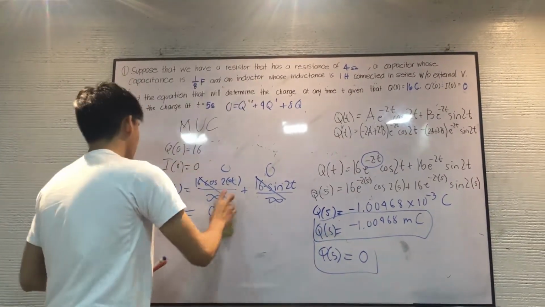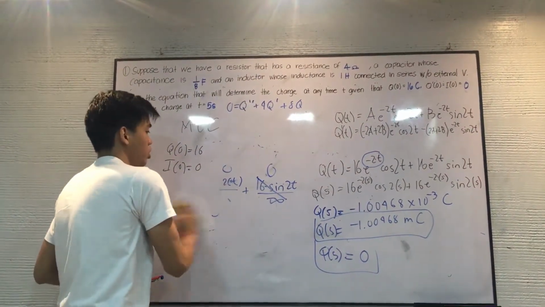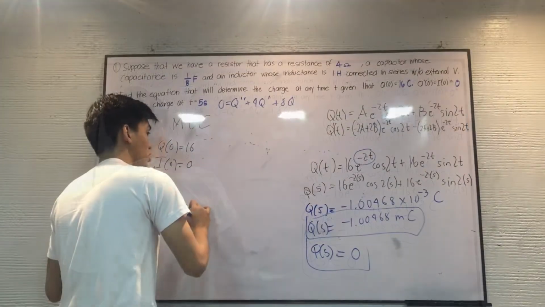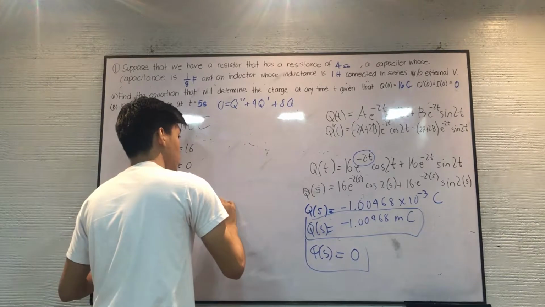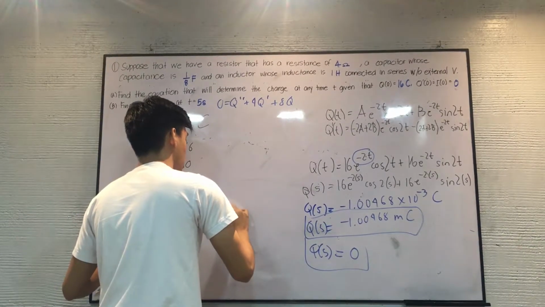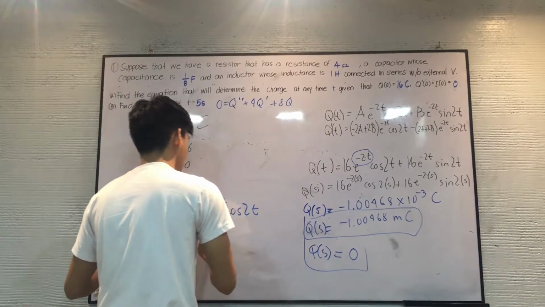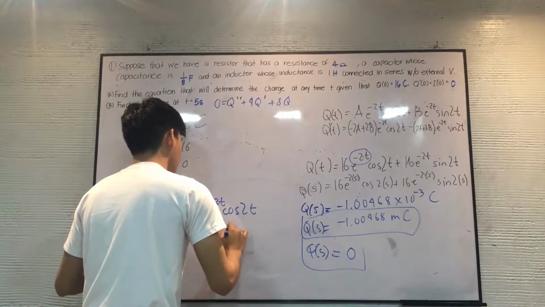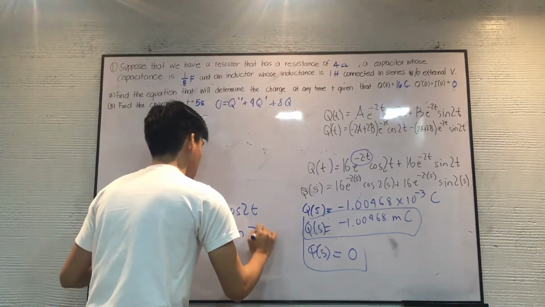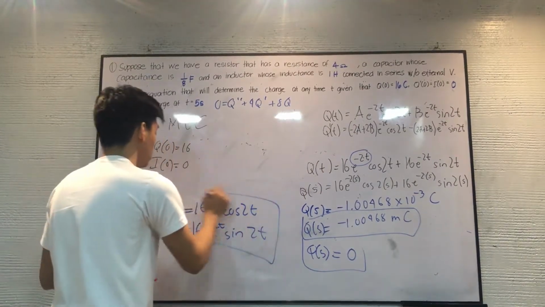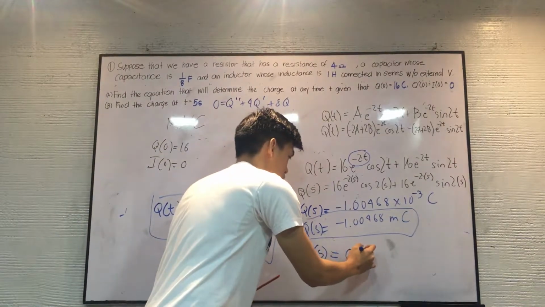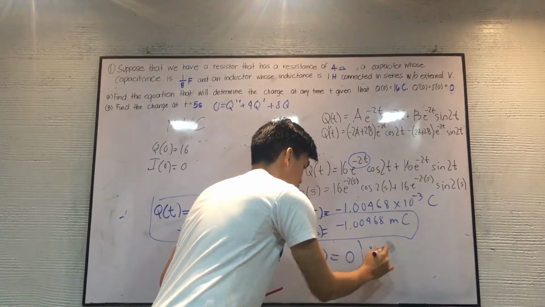So now we have determined our charge at any time t, which is equal to 16e^(-2t) cosine 2t plus 16e^(-2t) sine 2t, and also the corresponding charge at a given time of 5 seconds, which is 0.